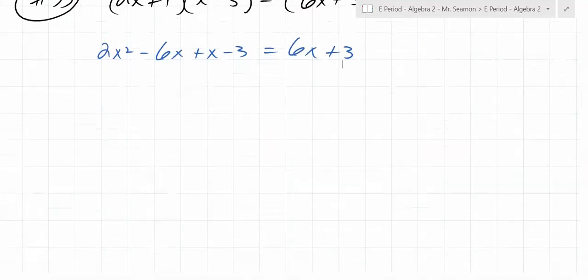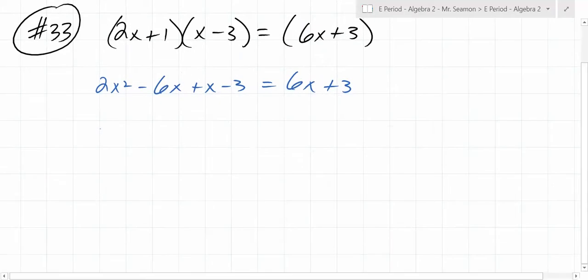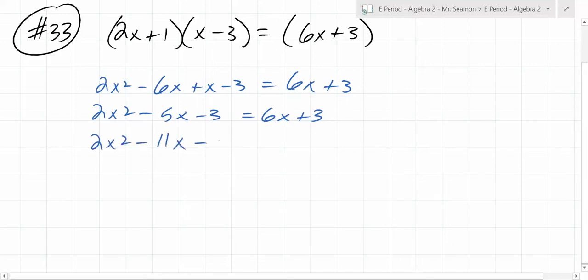No, because it all needs to be on one side. So what do you get? 2x squared minus 12. Oh, wait, minus how many x on the left? Minus 11x. Yeah, well, not 11. It's minus. You're right. Oh, and I did it wrong right there. It's not minus 7. What is it? It's minus 5x minus 3. I'm doing it in a lot of steps. Okay, so what do you end up with? 2x squared minus 11x minus 6 equals 0.